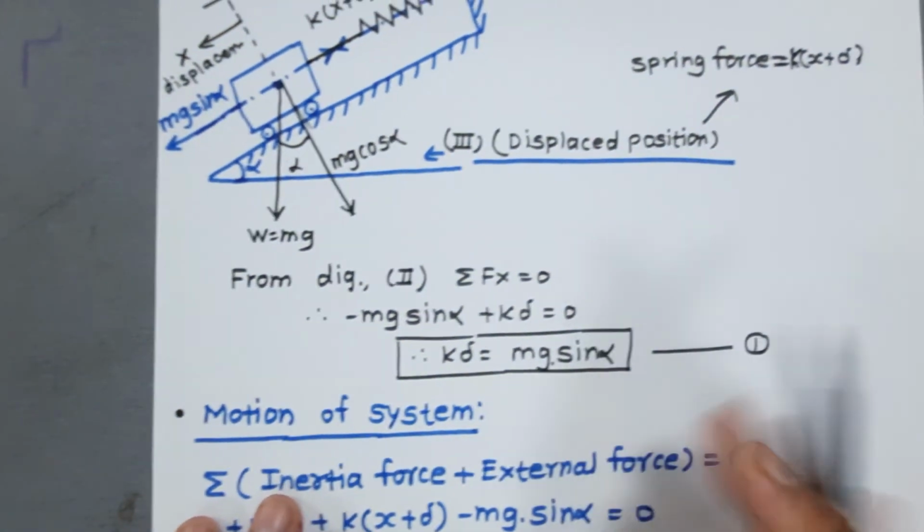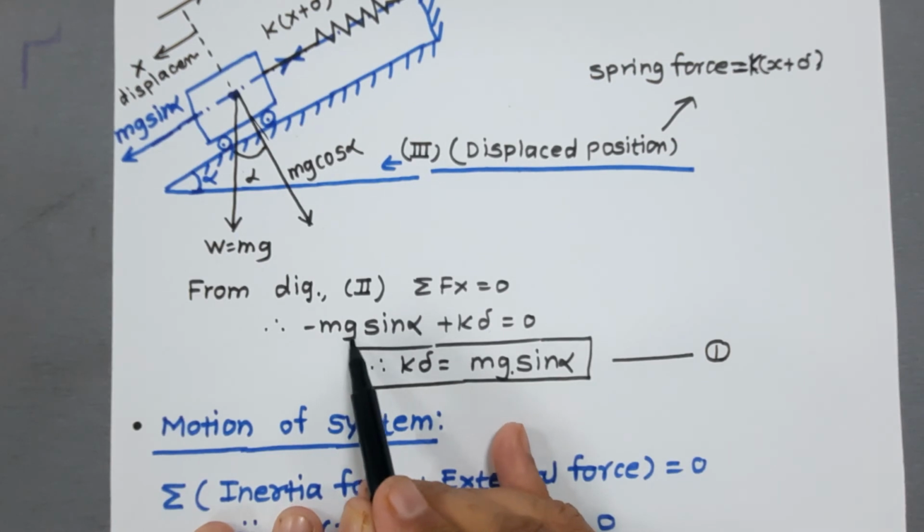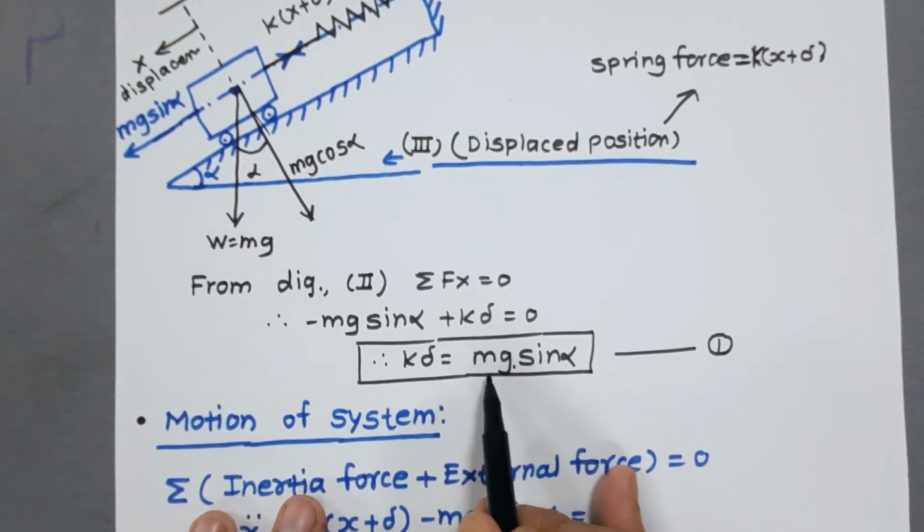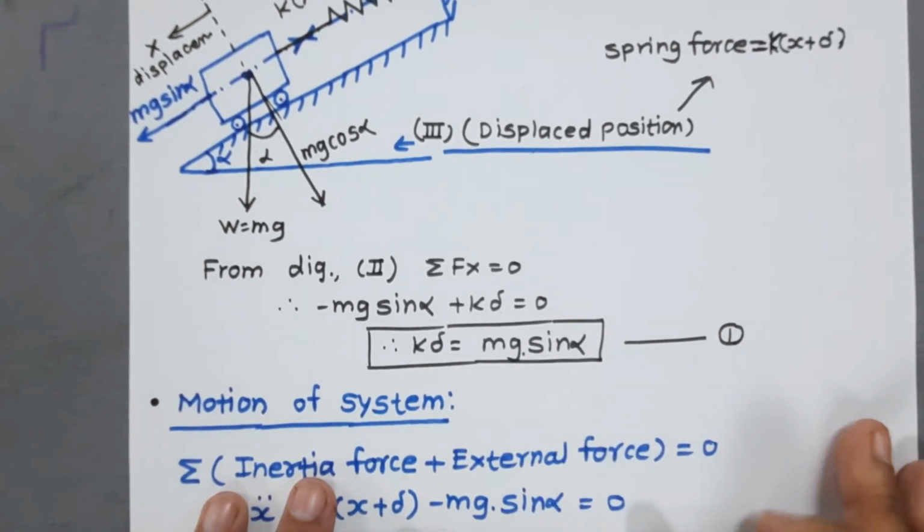Now next, this k delta is positive, so this mg sin alpha is shifted to this side. So we have equation number 1: k delta is equal to mg into sin alpha.